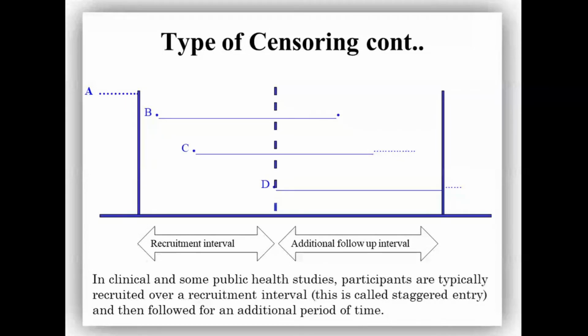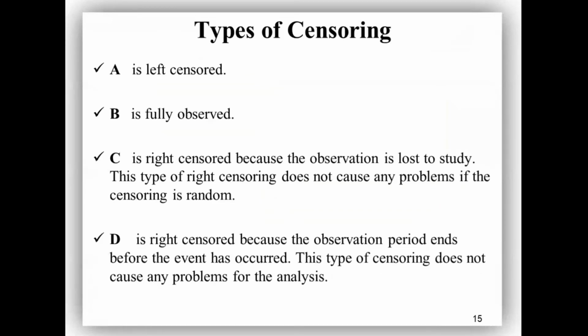A is left-censored. Why? We don't have any observation. That means we don't have the time when it started, so it's left-censored. So the answer is here, you can see it.